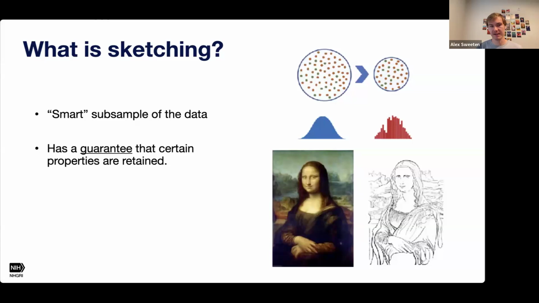So if you're unfamiliar with the idea of sketching, you can think of it as taking a smart subsample of whatever data point you're looking at. So in this example here, we have the Mona Lisa. What properties can I remove from this painting that will reduce the amount of information we have, but still make it recognizable as the Mona Lisa? That's the basic idea behind sketching: you can take some data away from it, but it also has a guarantee that certain properties are retained here.